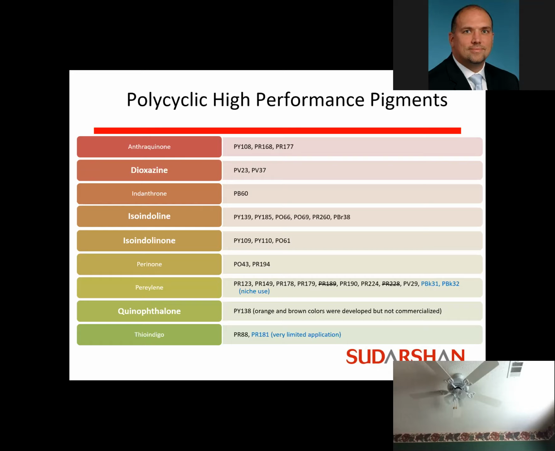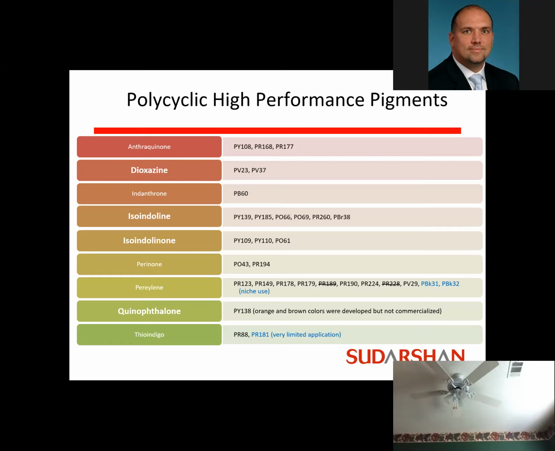Indanthrone, of course, is just the pigment blue 60. The isoindoline, the primary one here, is the pigment yellow 139. And the isoindolinone is a couple of yellows, primarily the pigment yellow 110, and an orange with the orange 61. The perylene is primarily in the pigment orange 43 as well as red 194.